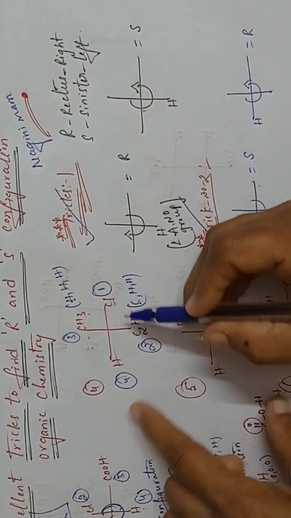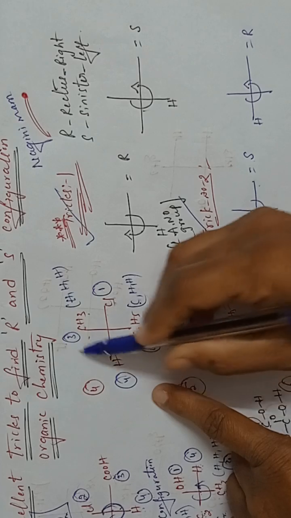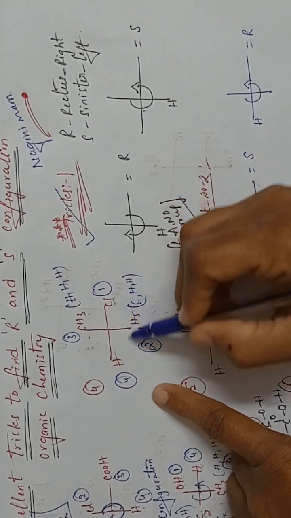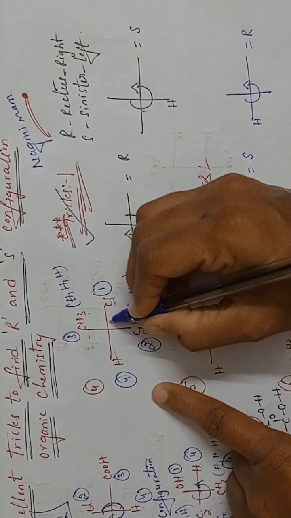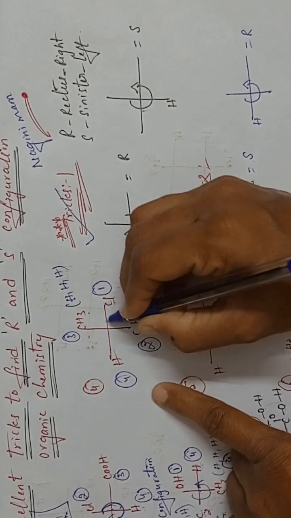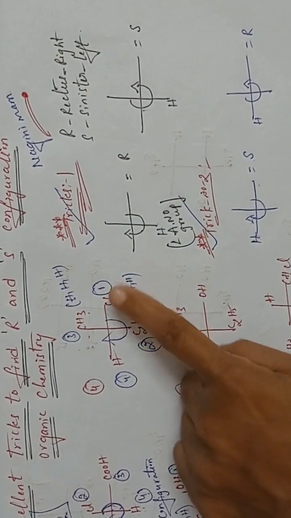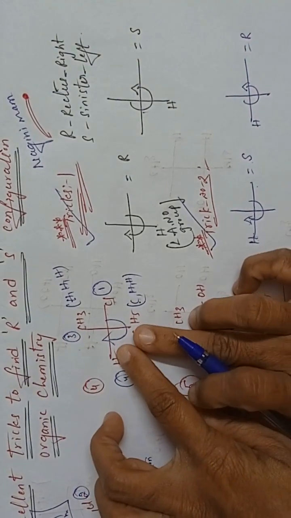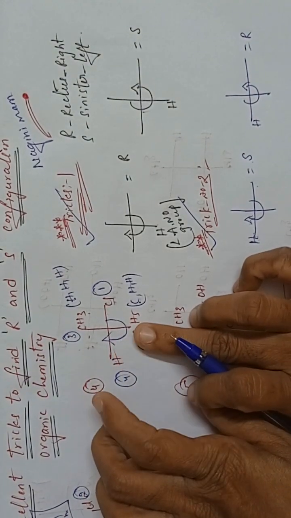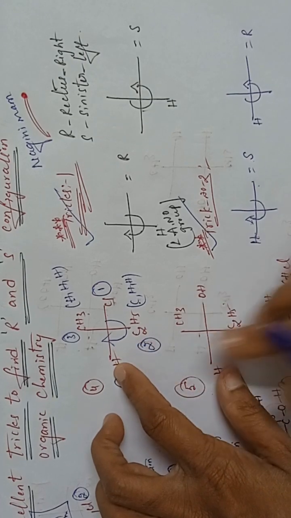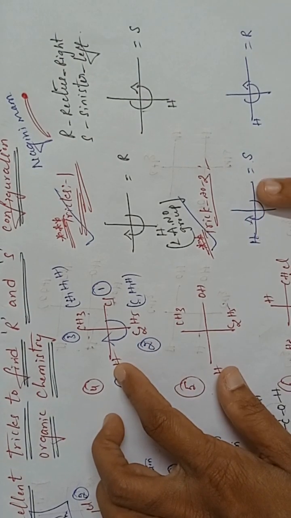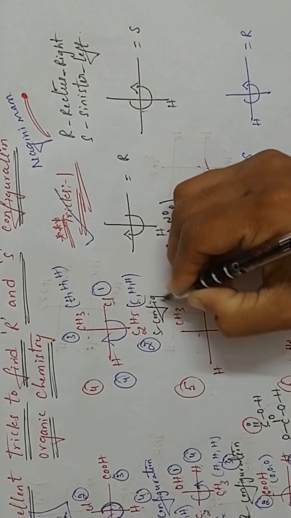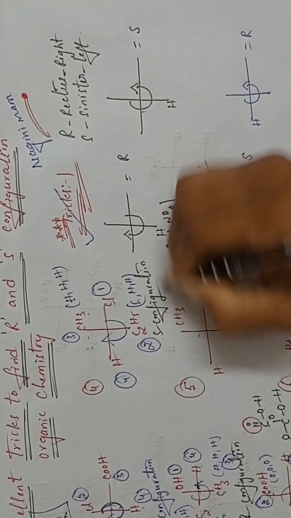And what is the direction? Atomic number priority order 1, 2, 3. Which direction, students? It is clockwise direction. Clear? It is a clockwise direction, and the hydrogen atom is on the horizontal line. Which configuration? S configuration. Clear? S configuration. Very easy, students.